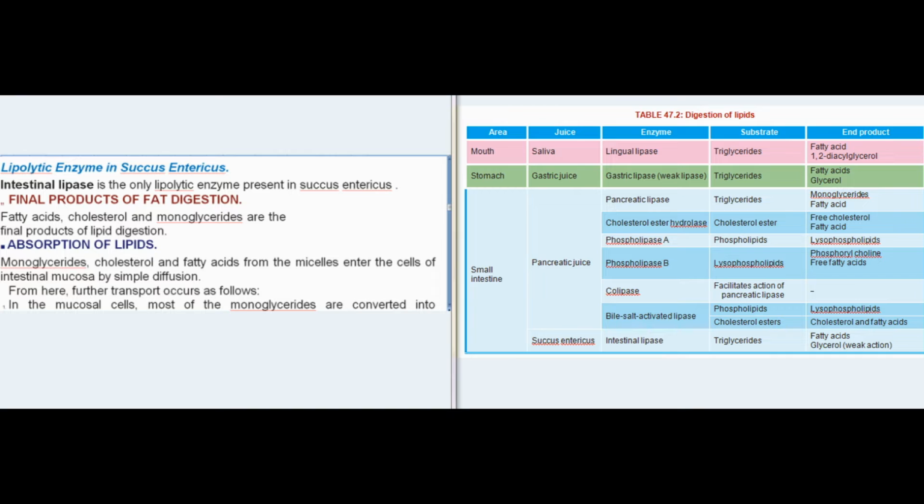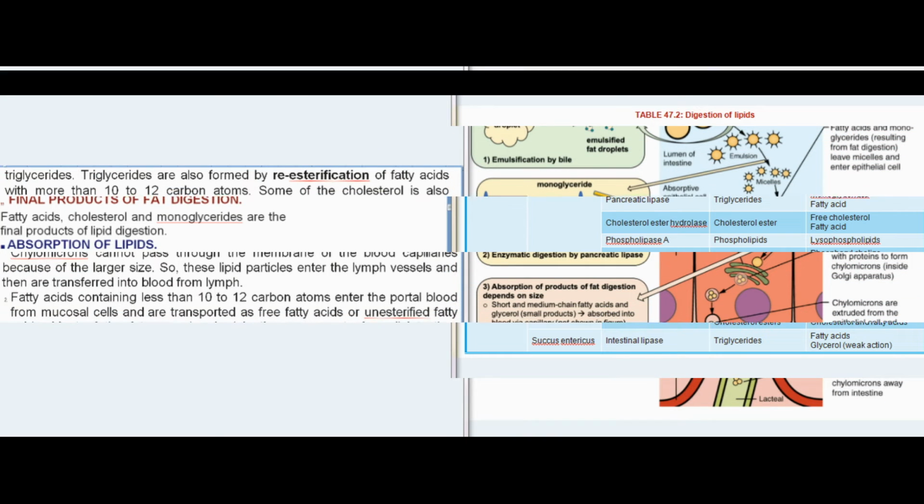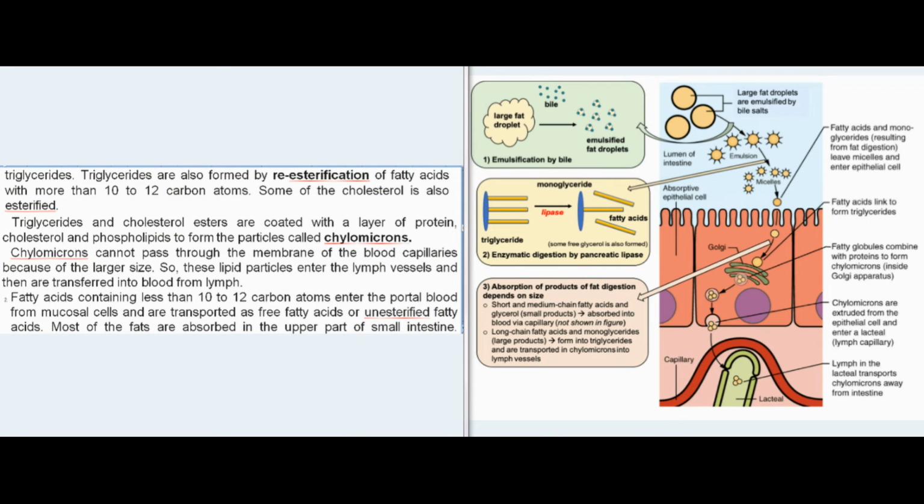From here, further transport occurs as follows: in the mucosal cells, most of the monoglycerides are converted into triglycerides. Triglycerides are also formed by reesterification of fatty acids with more than 10 to 12 carbon atoms. Some of the cholesterol is also esterified. Triglycerides and cholesterol esters are coated with a layer of protein, cholesterol, and phospholipids to form the particles called chylomicrons.